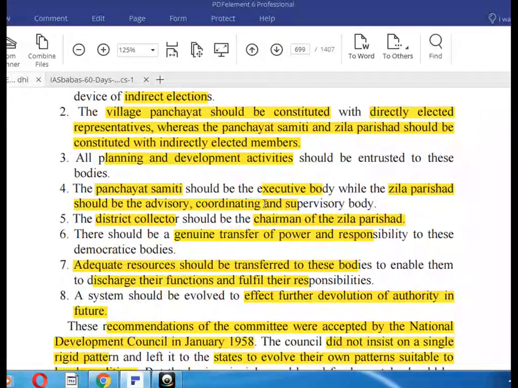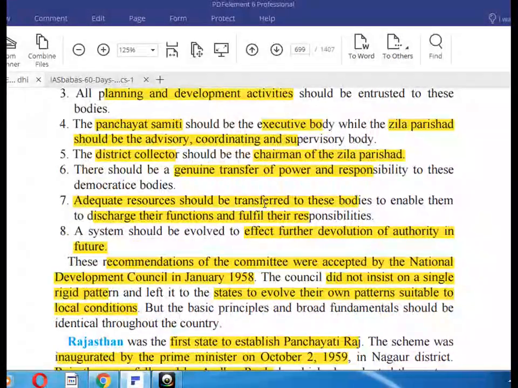There should be a genuine transfer of powers and responsibility. Adequate resources should be transferred to these bodies to discharge their functions and fulfill their responsibilities. A system should be evolved to effect further devolution of authority in future.